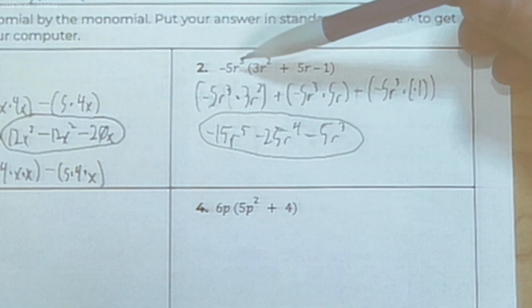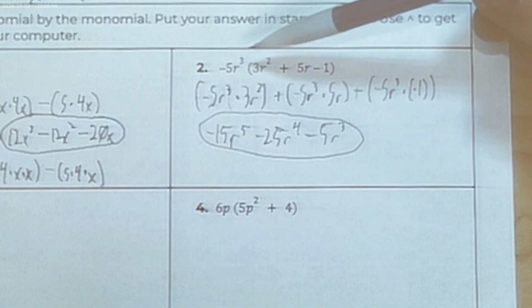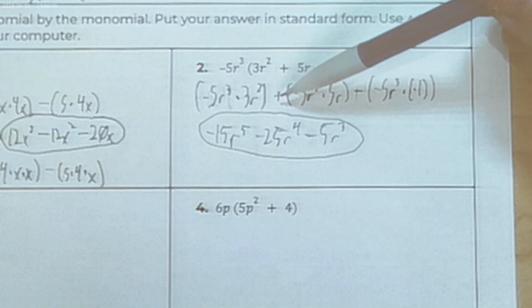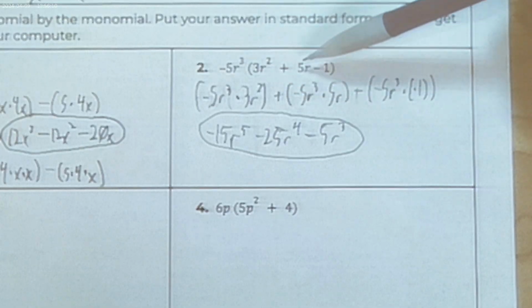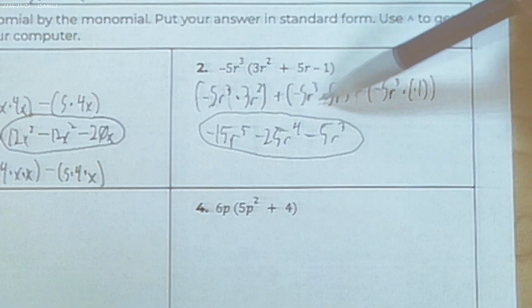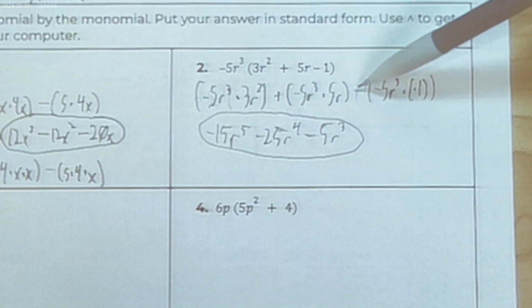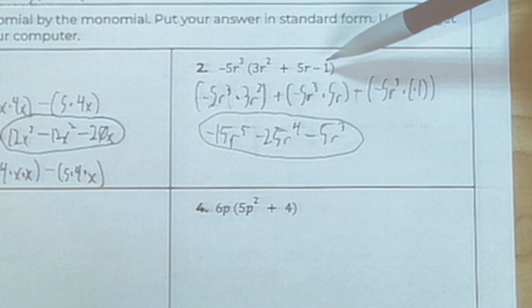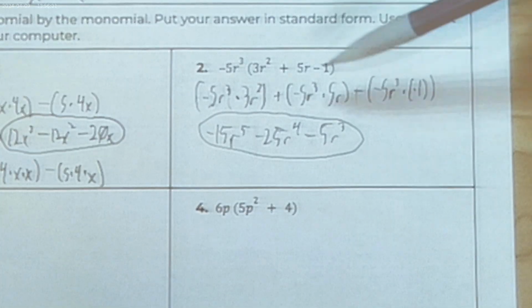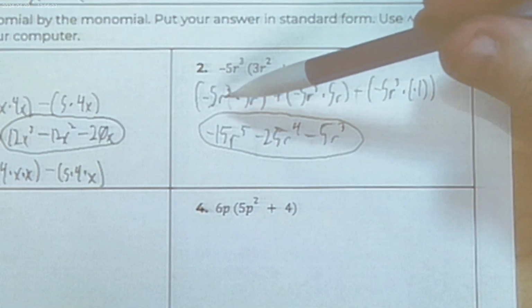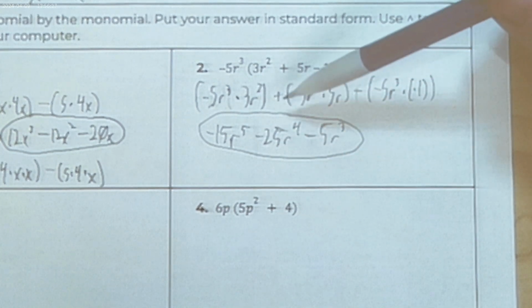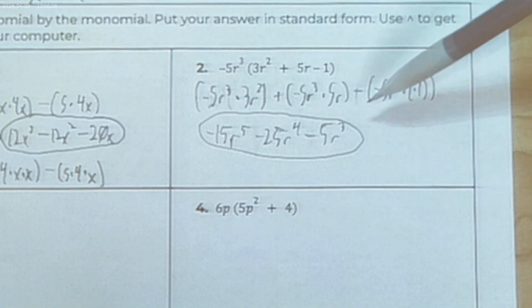But anyway, I did the distribution. Negative 5r3 times 3r squared went here, plus negative 5r3 times 5r, minus negative 5r3 times negative 1. And then all I did was I resolved what was inside each of these parentheses, and then wrote the resulting term down each time.